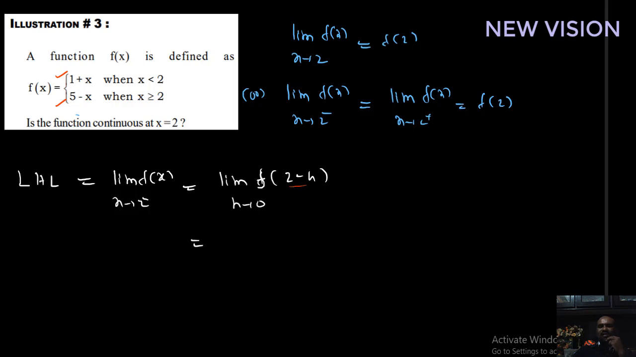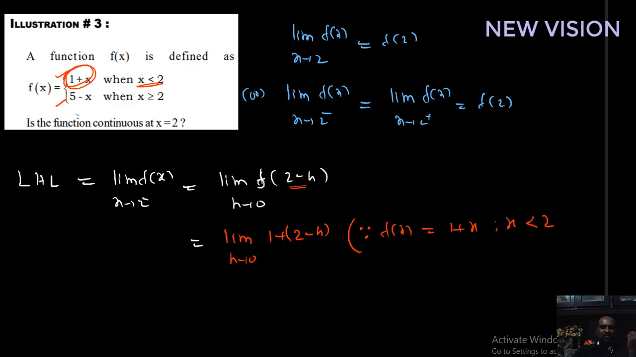But what is our x, Nana? 2 minus means this rule should be used instead of f of x. So I will write that. The limiting value, instead of x I am writing 1 plus 2 minus h, with h tending to 0, since f of x equals 1 plus x for the values of x less than 2. Now that is actually 3: 2 plus 1 is 3, minus h with h tending to 0 means 3. So I found LHL.